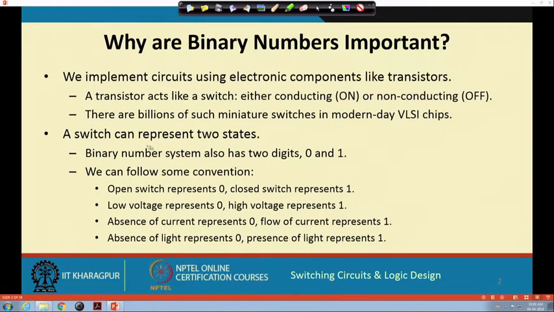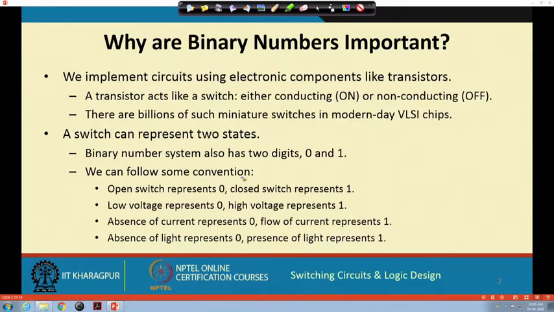As I said, a switch can represent two states, either conducting or non-conducting. Now, as an analogy, the binary number system also has two states or digits, 0 and 1. So, if I represent the conducting state as 1 and the non-conducting state as 0, then I can say that the state of a MOS transistor represents a binary digit. It is either conducting or non-conducting, meaning it is either 1 or 0. So, there is a 1-to-1 correspondence.